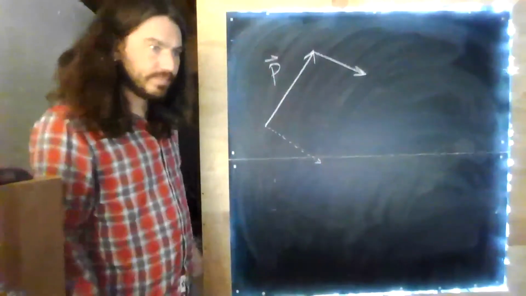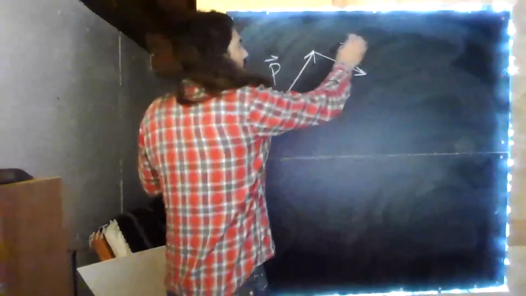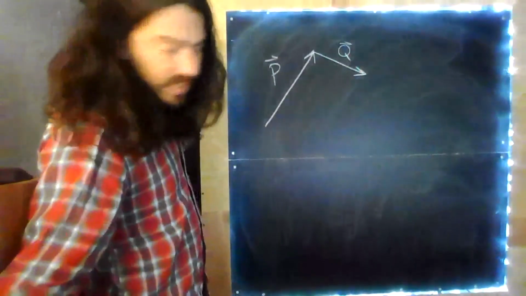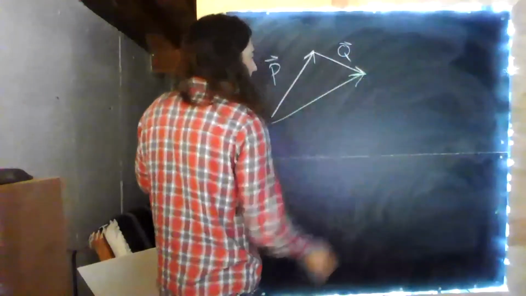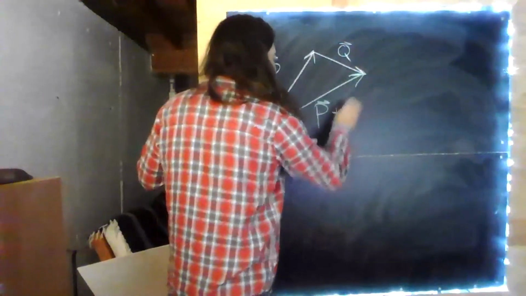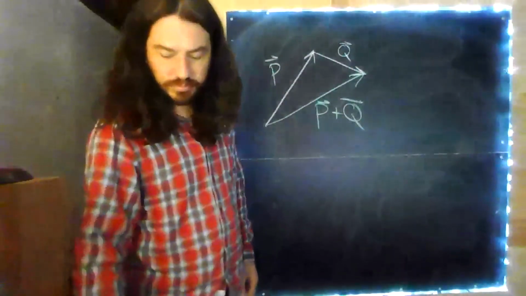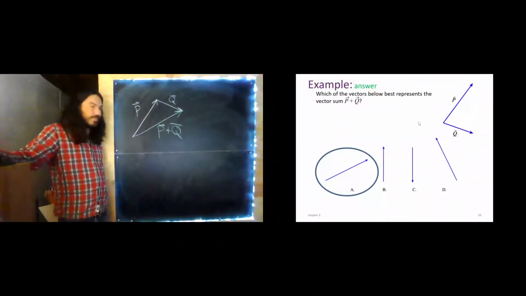Something like that. So now we have P plus Q. My resultant goes from the tail of the first to the tip of the second. And there we have P plus Q. And PowerPoint agrees. Okay.